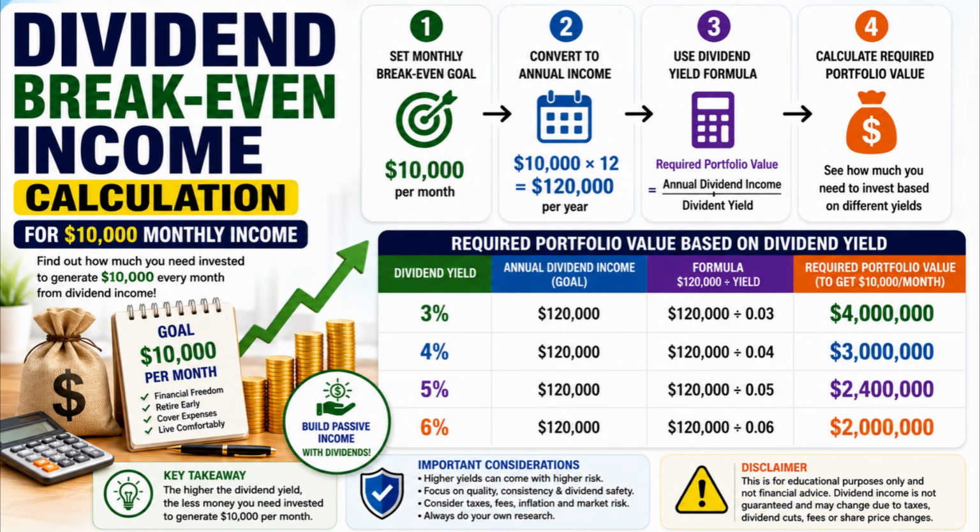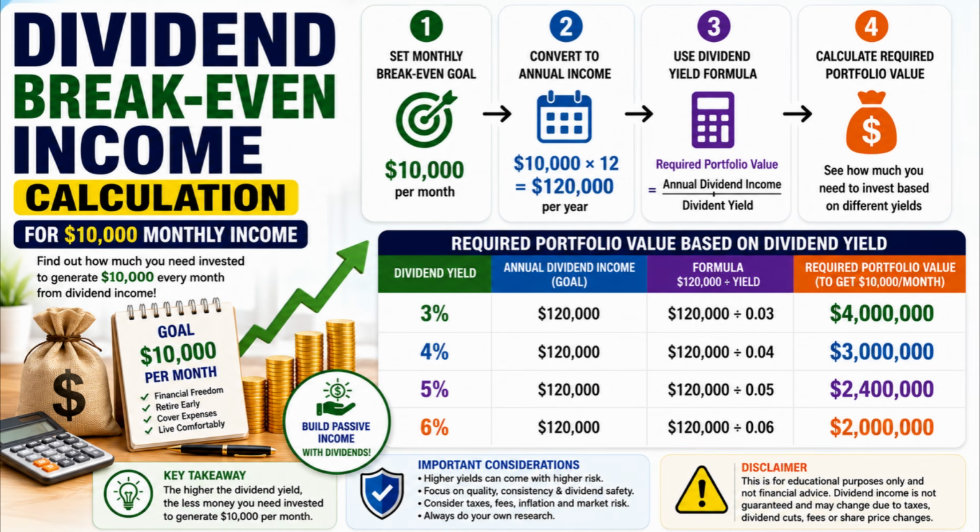For example, if the dividend yield is 3%, then $120,000 divided by 0.03 equals $4 million. This means you may need around $4 million invested to generate $10,000 per month at a 3% yield.